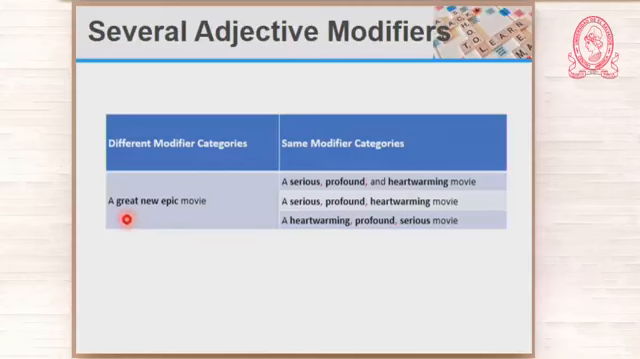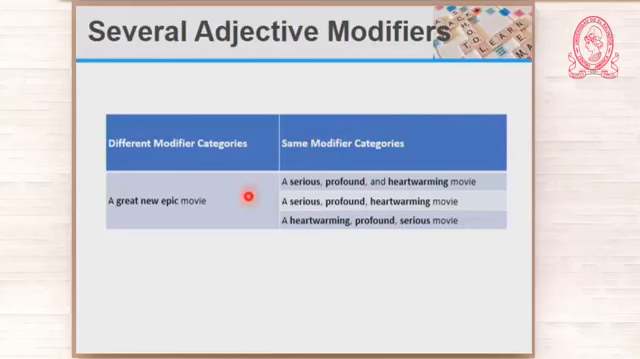If you notice, between great and new, there is no comma. Between new and epic, there is no comma. When does it happen? When we have different modifier categories. Okay? Now, what happens when we have the same modifier categories?